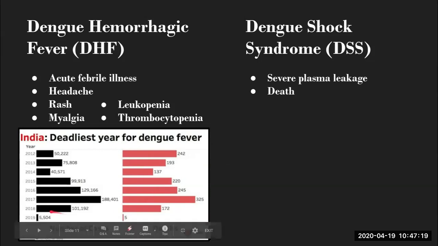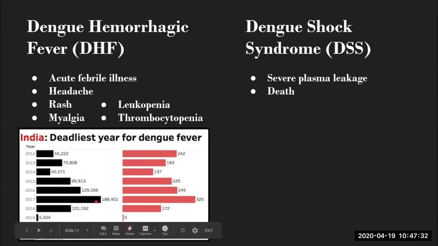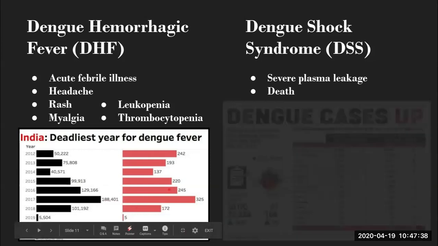I suspect that maybe there's a reporting issue with 2019. I find it hard to believe that we drop off from 100,000 cases to nearly nothing, respectively. But the point I want to impress upon you here is that this is a major problem, and it does cause a fair amount of death throughout at least India here.